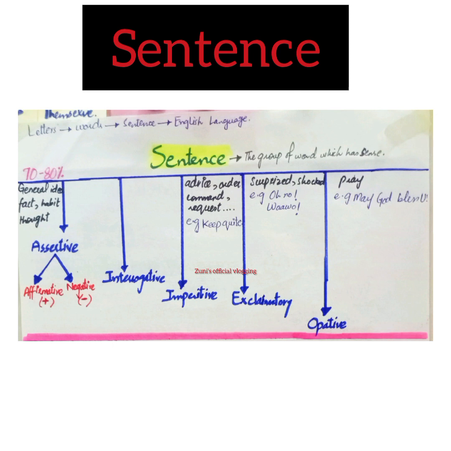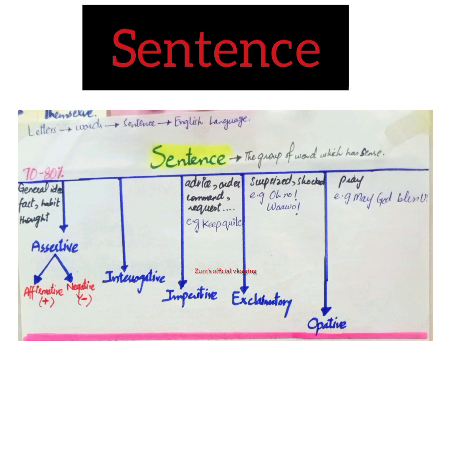First, the assertive sentence. An assertive sentence is basically a general idea of a fact, habit or thought, and it is mostly affirmative or positive, which gives a positive response, for example yes. Second is the negative, which gives a negative response, for instance no. Second is interrogative, in which we ask a question. Third is the imperative sentence, which is basically advice, order, command and request. For example, please give me a glass of water, so it's a request.